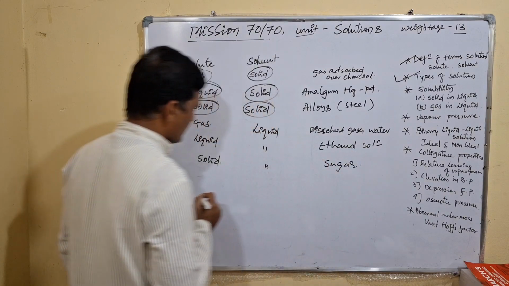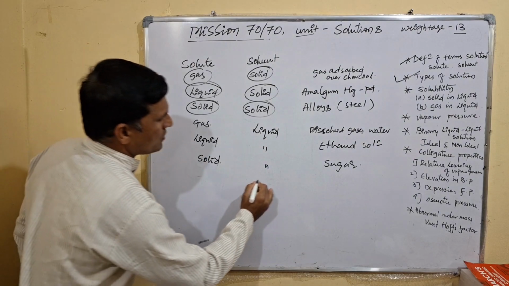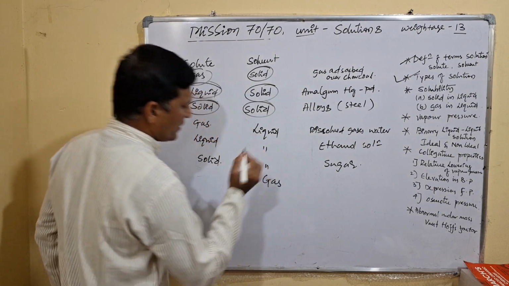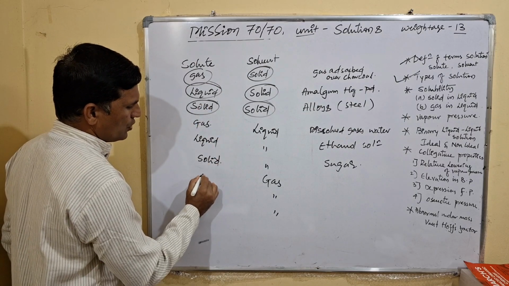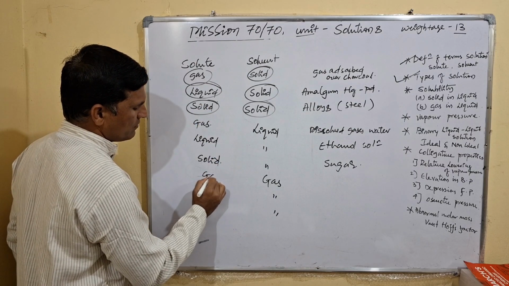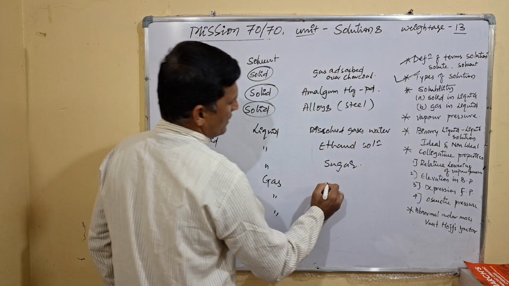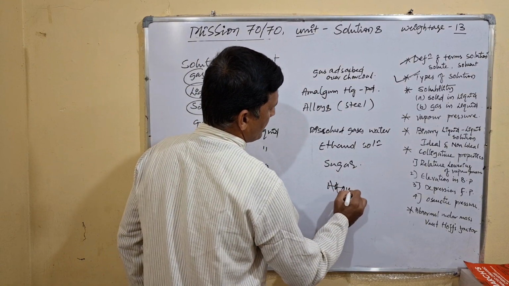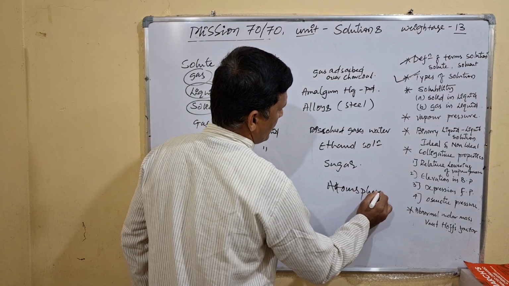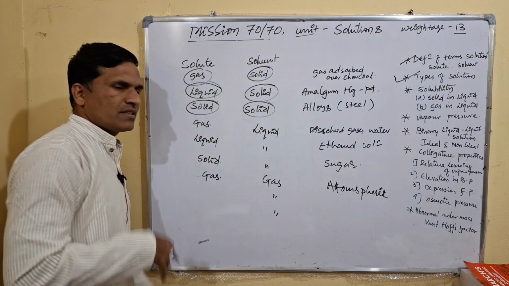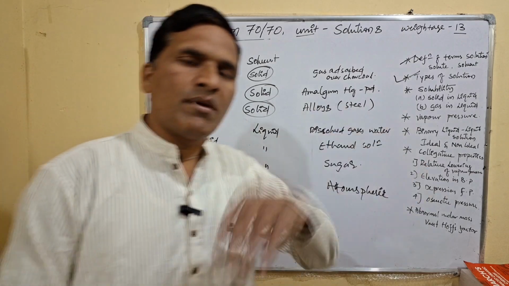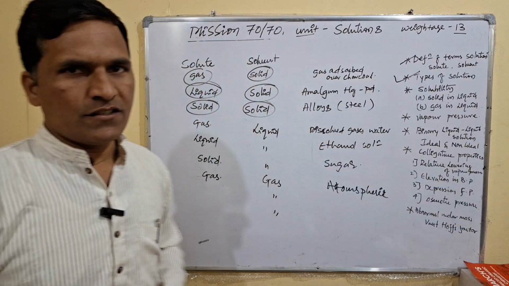All these are the examples for that. So next we will talk about solvent is gas. Your solute will be, say for example, gas. A mixture of atmospheric gases we can take as an example, where nitrogen is mixed with dioxygen, carbon dioxide and many other gases.